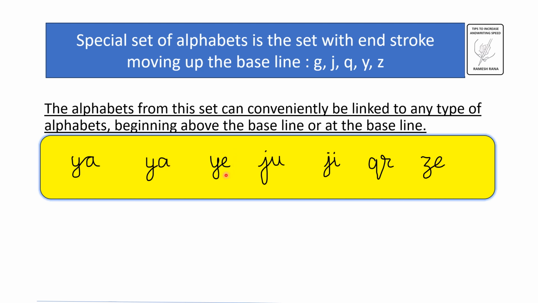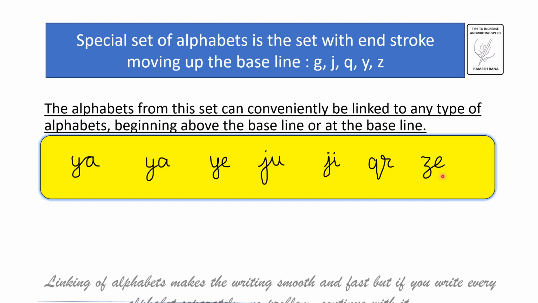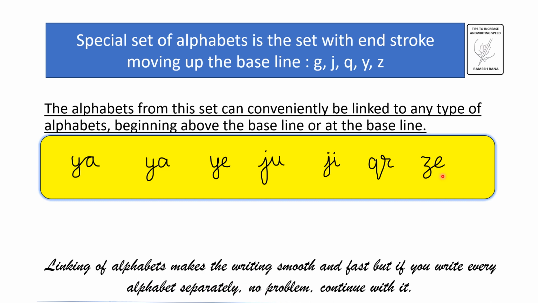YE is connected. JU. U is beginning at the top in this position. You can begin even at the bottom. JI, QR, ZE. So you will find it very convenient to connect them. I will suggest you to first learn connecting these alphabets to all other alphabets. Linking of alphabets makes the writing smooth and fast. But if you write every alphabet separately, no problem. Continue with it.